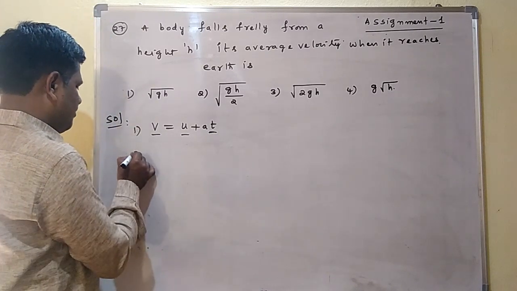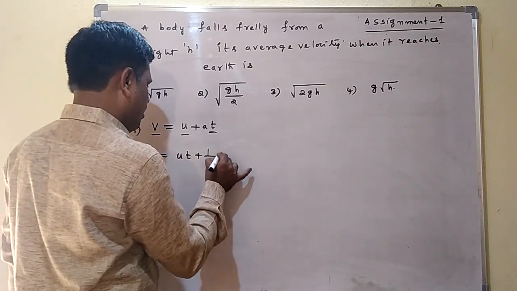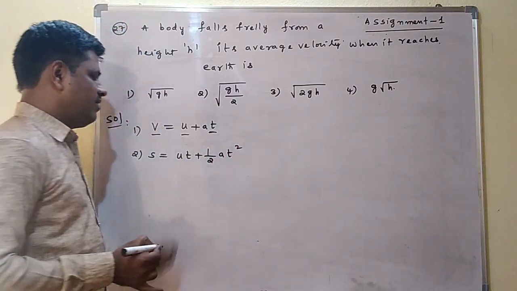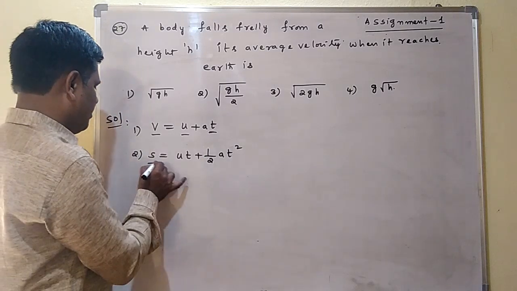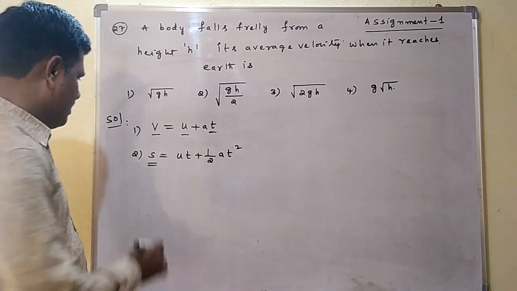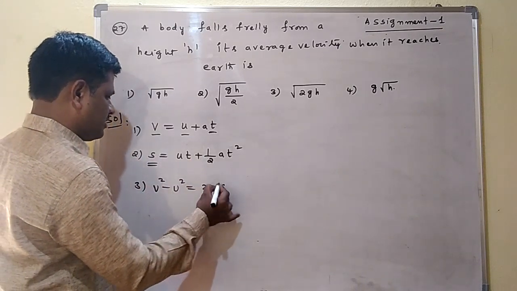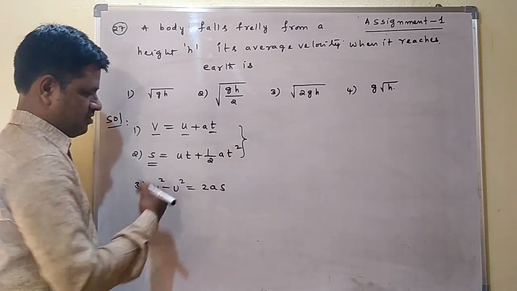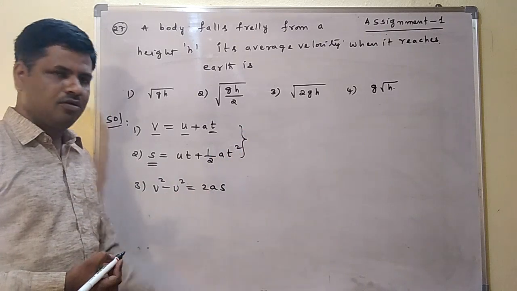Another one is S, the distance traveled, is equal to ut plus half AT square. When the initial velocity and time are given and they are asking for the distance covered, we use this formula. Then V square minus U square is equal to 2AS. The earlier ones are time dependent relations. This is not a time dependent relation.